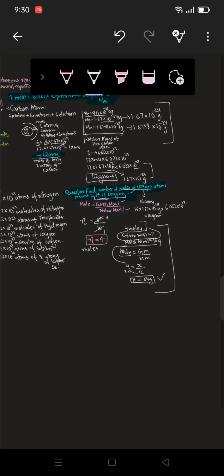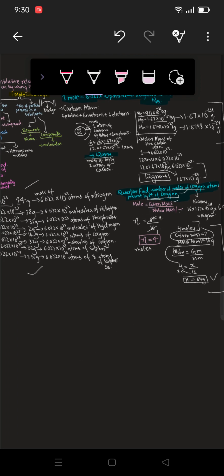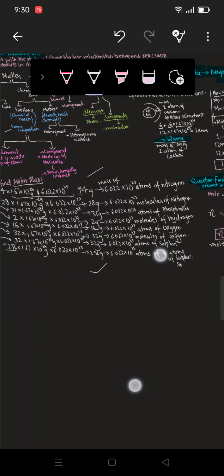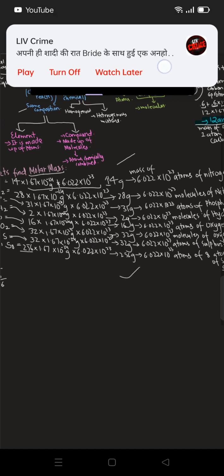So either they can ask you to find the number of moles, or they can ask you to find the given mass. So you need to use this formula: mole is equal to given mass per molar mass. Now let's do some more questions, right? So let me now write this here.